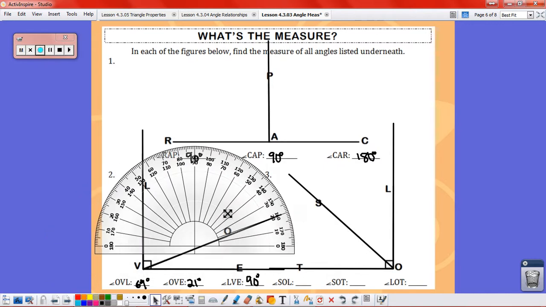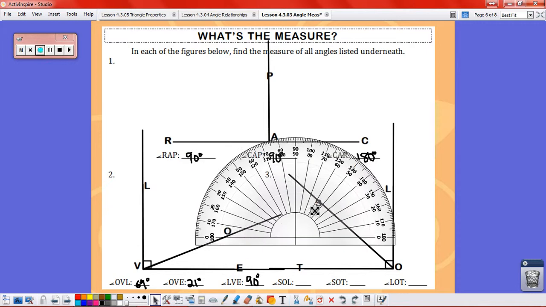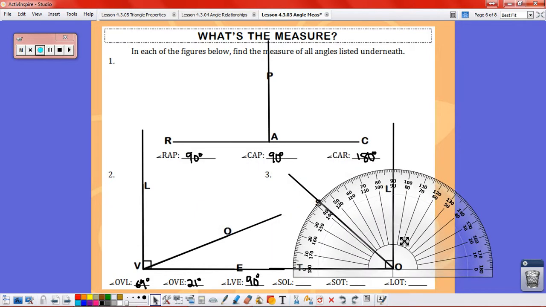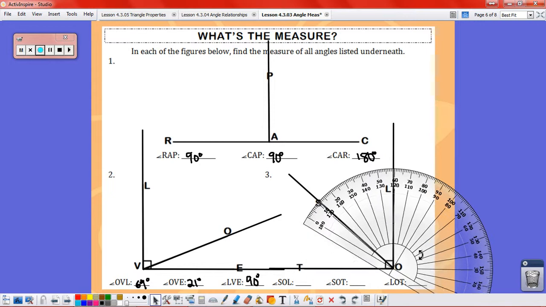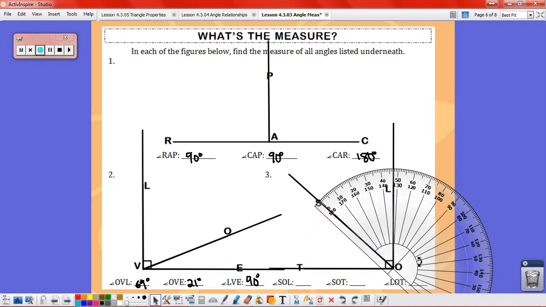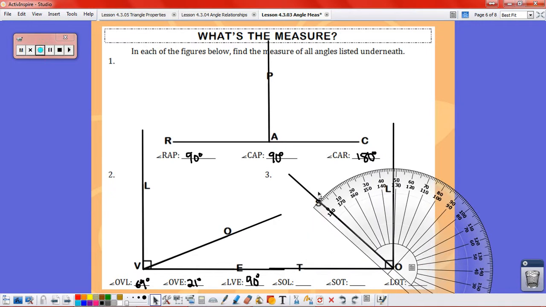Alright, move my protractor. I want SOL first. So line up the 0 point. Line up SOL. I need to line up one of those legs, so I'm going to go with this one. And it's an acute angle, and it's going through at about 48.